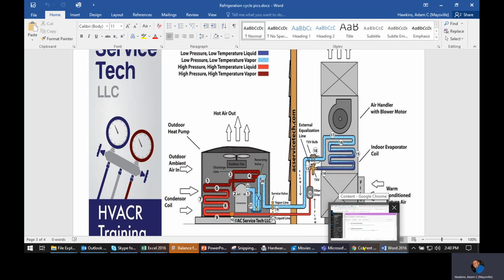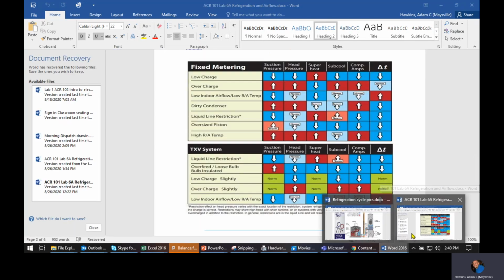If you've got a TXV, that TXV is probably opening and closing, trying to settle things out, so you may not notice it too much there. But ultimately, if it runs long enough, it's going to affect the inside too. But chances are you're going to notice it on the high side before you ever notice it on the low side. So let's go to the next one.